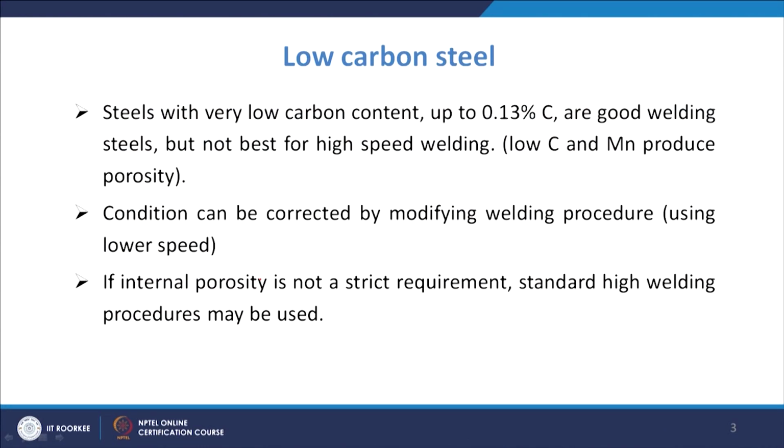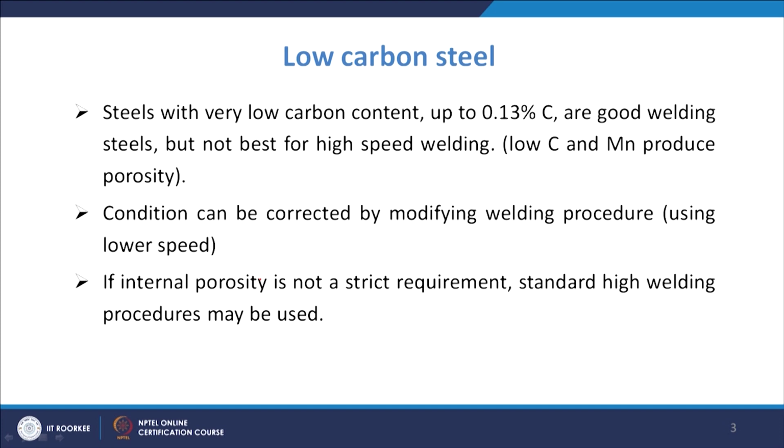So, you have carbon steel up to 0.13%. Now, in this case they are good welding steels, but not best for high speed welding. This is because of the presence of very low amount of carbon and also manganese. If it is very low, it is reported that they produce porosity in the weld.